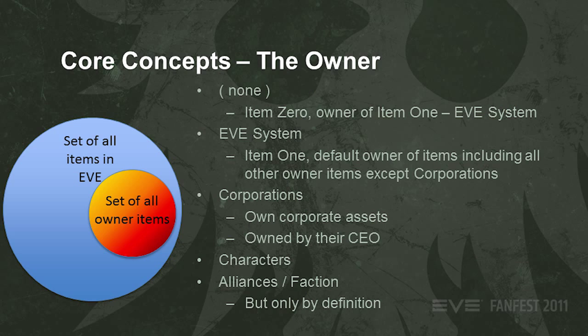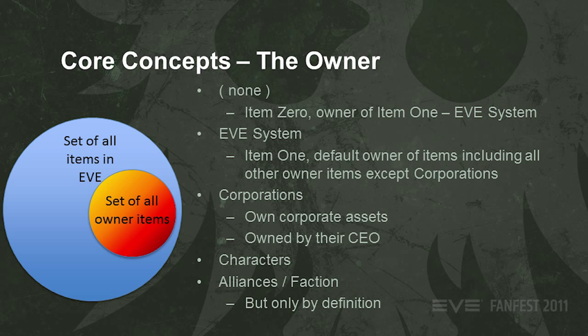Some little examples of what actually is an owner, and I added this nice little set theory, the set of all owner items, which is a subset of all the items in Eve. Corporations actually have a meaningful owner. They're owned by their CEO, and that's how you know what the CEO of a corporation is. Many other items, like your character, he of course owns his stuff, that is meaningful to you, but your character is then owned by the Eve system, which is owned by none, and none of this is really very meaningful. As long as you know that owner names don't change, that's the biggest thing you can actually learn from this.